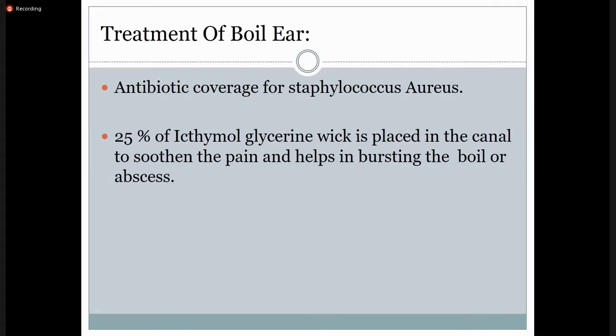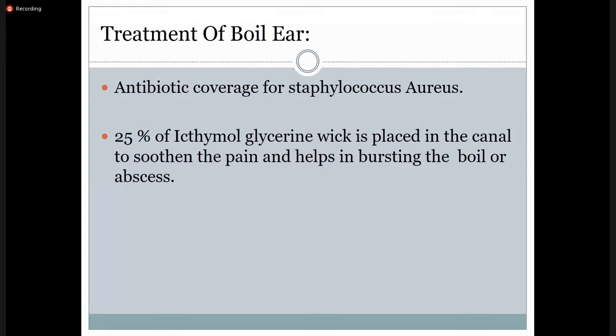If the boil happens, and we make a diagnosis on the basis of history and examination, I think investigation is not relevant in this case because it is simply based on examination and history. So if you establish a diagnosis of boil in the ear, you give antibiotic coverage for Staphylococcus aureus. What is the best antibiotic? Penicillin and its derivatives like amoxicillin and ampicillin, or you better go for Augmentin, which is a combination of clavulanic acid and amoxicillin.